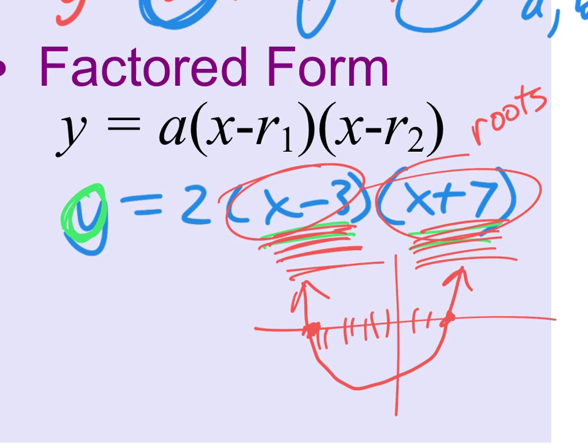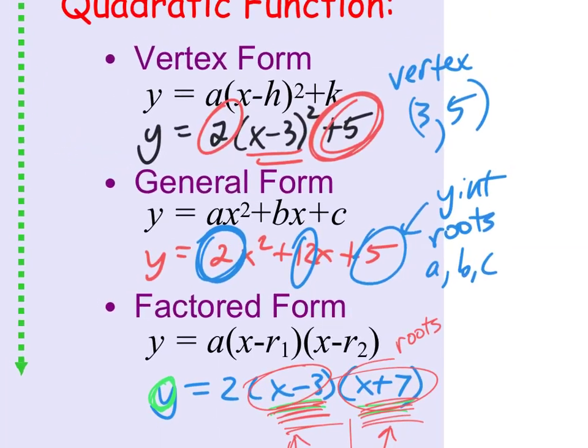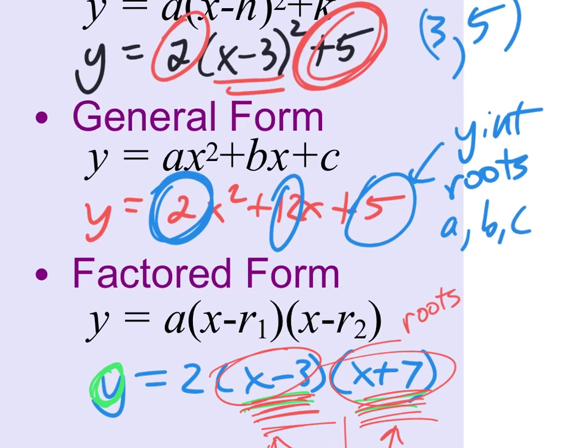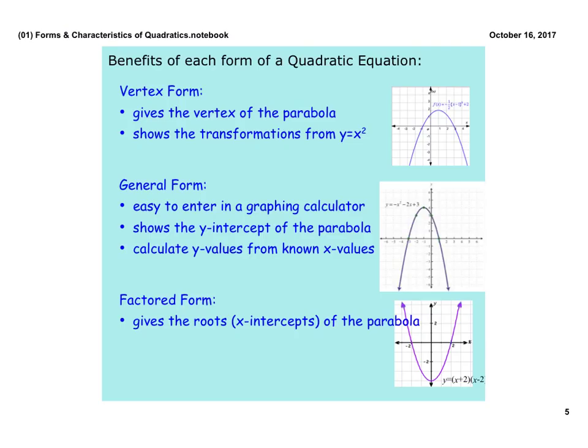So what's factored form good at? Gives you the roots. What's vertex form good at? It gives you the vertex. And what's general form good at? It gives you the general. No. Vertex and factored are pretty obvious, but general form, the biggest thing is it tells you the y-intercept really clean and easy, and it will tell you the roots because it gives you A, B, and C. Okay.